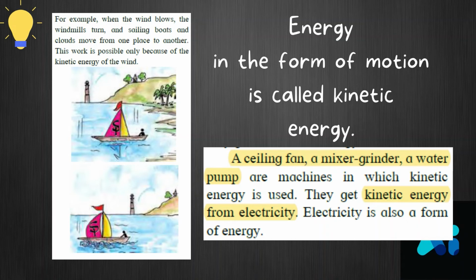So as we have already seen, energy in the form of motion is kinetic energy. There are other examples also which are a bit difficult to understand. For example, a ceiling fan. You see that it is moving. A mixer grinder, it's also rotating. A water pump also has motion related to it. But these are all powered by electricity. They are machines running on kinetic energy, and they get this kinetic energy from electricity. And electricity is also a form of energy. So you can always use electricity to create kinetic energy, and you see kinetic energy when there is motion.